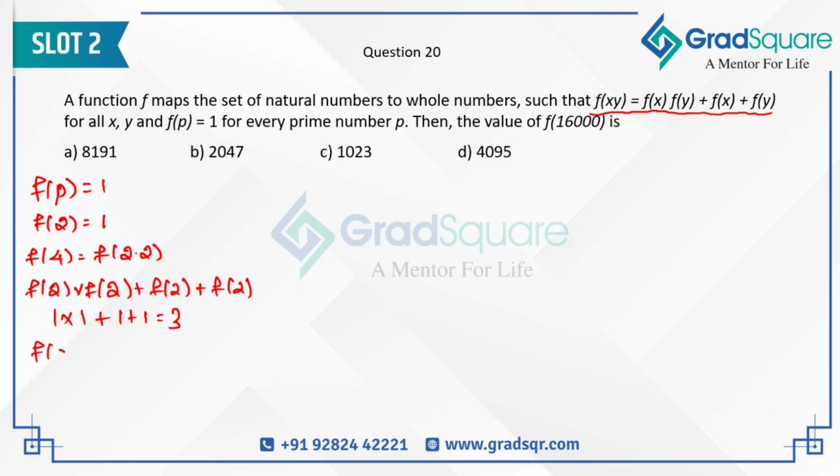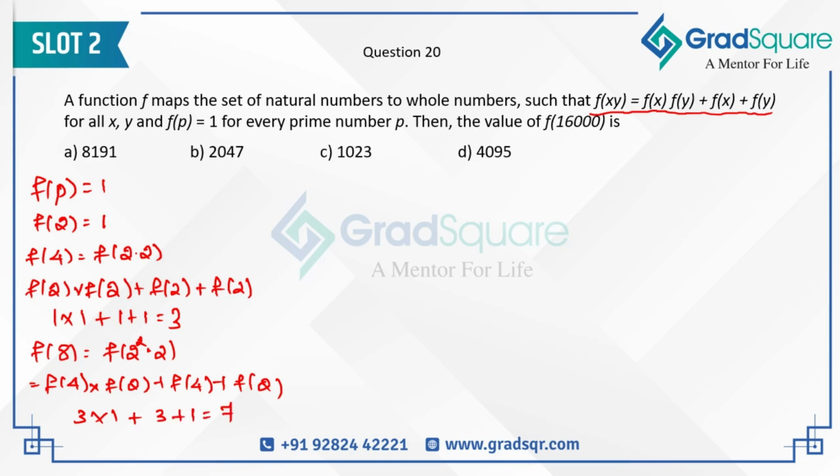If I have to calculate the value of f of 8, say, then this can be written as 2 square into 2, which is nothing but f of 4 into f of 2 plus f of 4 plus f of 2, and this will be 3 into 1 plus 3 plus 1, which is going to be 7. Now you are able to identify the pattern, right?